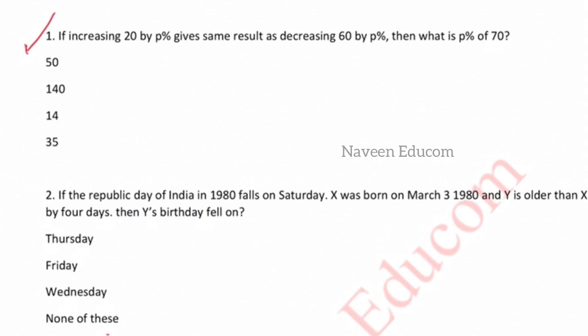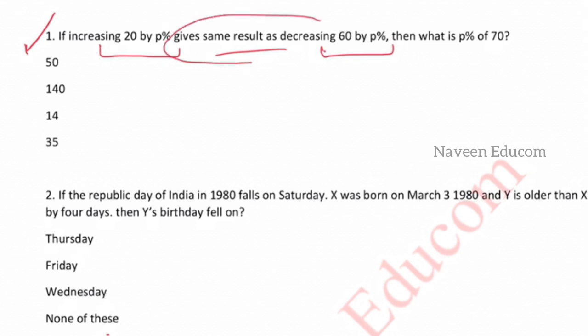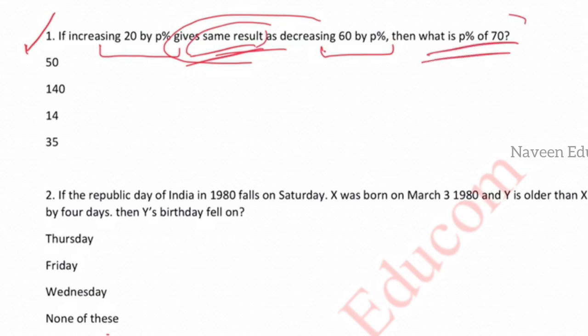If increasing 20 by p percentage gives the same result as decreasing 60 by p percentage. Students, the question says increasing 20 by p percentage gives the same result as decreasing 60 by p. Same result means that it can be equated. Then what is p percentage of 70? That is our question. We have to find it out.